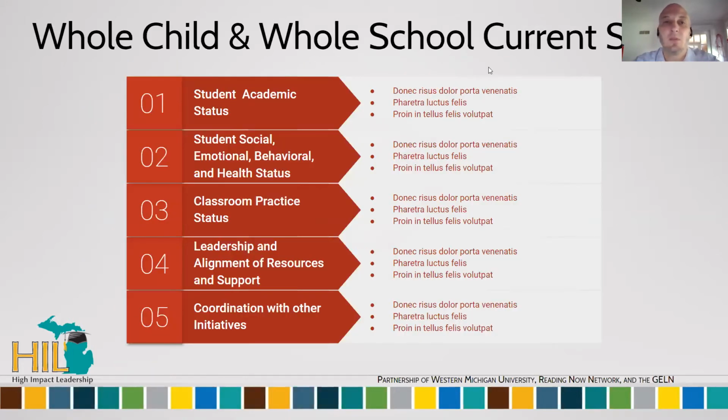So with the school performance profile, I want you to think about these 5 major, we can call them buckets, but I've touched on this before. The first one is student academic status. The next one is student social, emotional behavior and health status, classroom practice, leadership and alignment of resources and support, coordination with other initiatives. We want to make sure that we don't have any conflicting notions of where to go next. We want to develop that really unified and coherent vision. And so what does that look like?